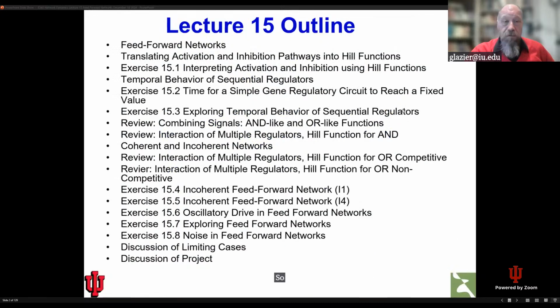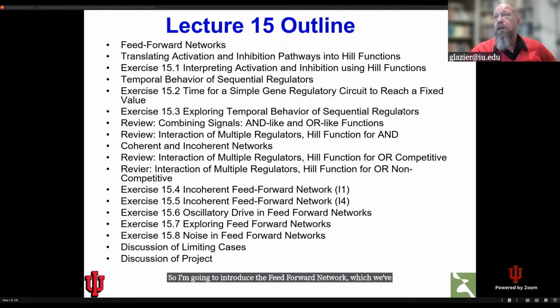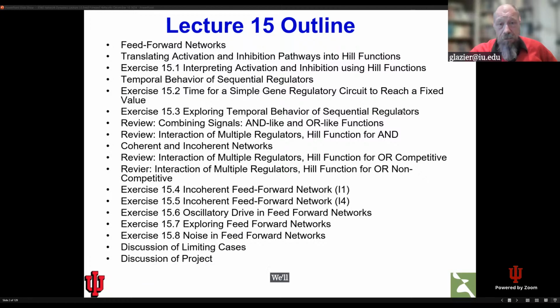So I'm going to introduce the feed-forward network, which we've talked about a little bit before. We'll remind you about how to translate a network into a possible set of mathematical equations, and then we'll do a few exercises on that and see how it goes. I had in the past used this as an example of how to do an analogy between hill-like functions and Boolean networks. I've hidden most of those slides, but they're in the deck. If you're interested, we could talk about that a little bit more and I could show some of those slides.